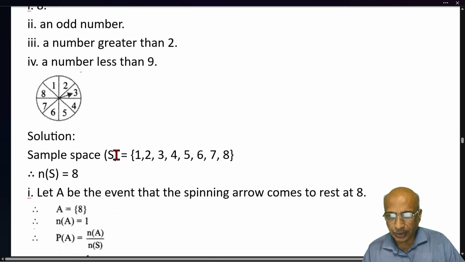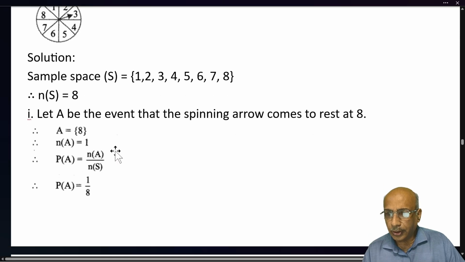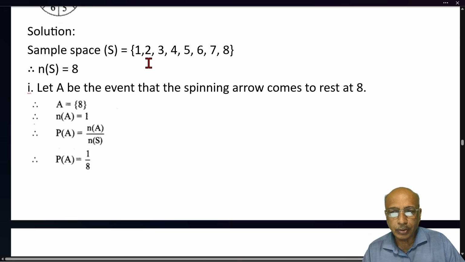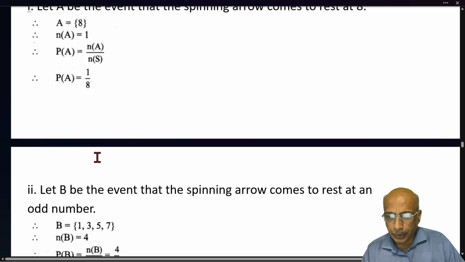So here diagram is explained. So here you see the solution, sample space is S, 1 to 8. Therefore, n of S equals to 8. Let A be the event that the spinning arrow comes to rest at 8. So A event will be having only one element, that is 8. Therefore, n of A equals to 1. Probability of getting A set will be 1 by 8.